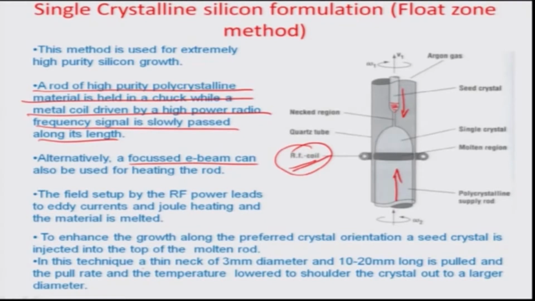So, in this technique, a thin neck of 3 millimeter diameter and about 10 to 20 millimeter long is pulled, and the pull rate and the temperature are lowered to shoulder the crystal out to a larger diameter.